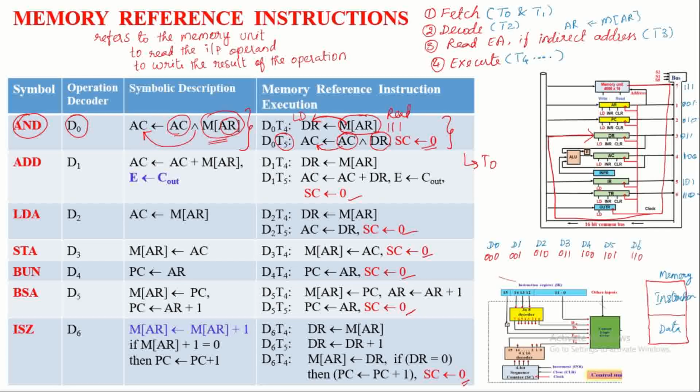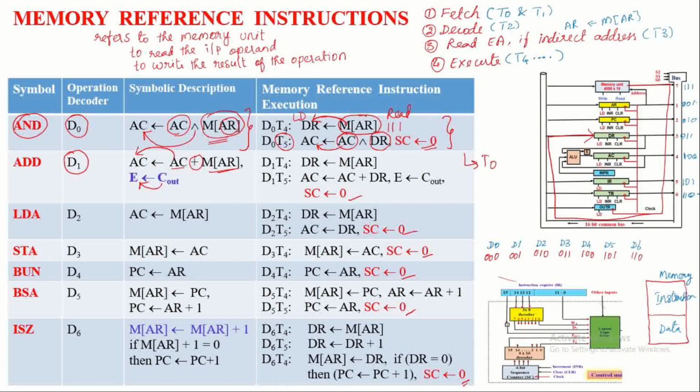Coming to the add operation, this is performed when the D1 output of the decoder is active. For this addition operation also, one operand is taken from the accumulator and another operand from the memory unit from the address pointed by the address register. The sum value is transferred to the accumulator and the carry is sent to the extended bit accumulator.